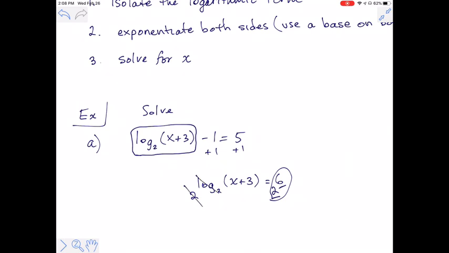Over here, the 2 base and the log base 2 cancel, so we're left with x plus 3 is equal to 2 to the 6th power, which is 64. And now we're to step 3, which is solving for x, and we get x equals 61.